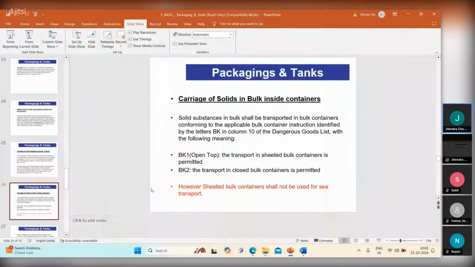Solid substances in bulk shall be transported in bulk containers conforming to the bulk container instruction identified by the letters BK in column 10 of the dangerous goods list. You have the dangerous goods list in volume 2, and in column 10 it will be mentioned if you need a bulk container. If it is mentioned, then you can carry it in a bulk container. There are different types of bulk containers. First is BK1, an open container, where a sheeted bulk container is permitted. If it is BK2, then you have to carry it in a closed bulk container.